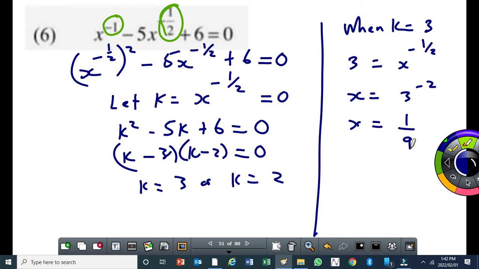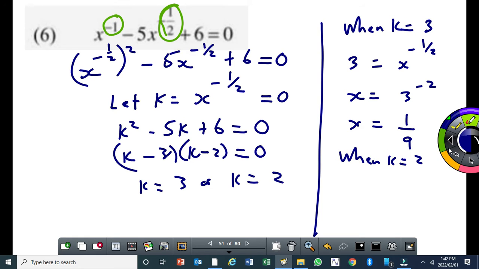Then let's see if when k is equal to 2, we can get a solution. So when k is equal to 2, we'll end up getting 2 equal to x to the power of minus a half. And this will give us x equal to 2 to the power of minus 2. Therefore, x is going to be a quarter.